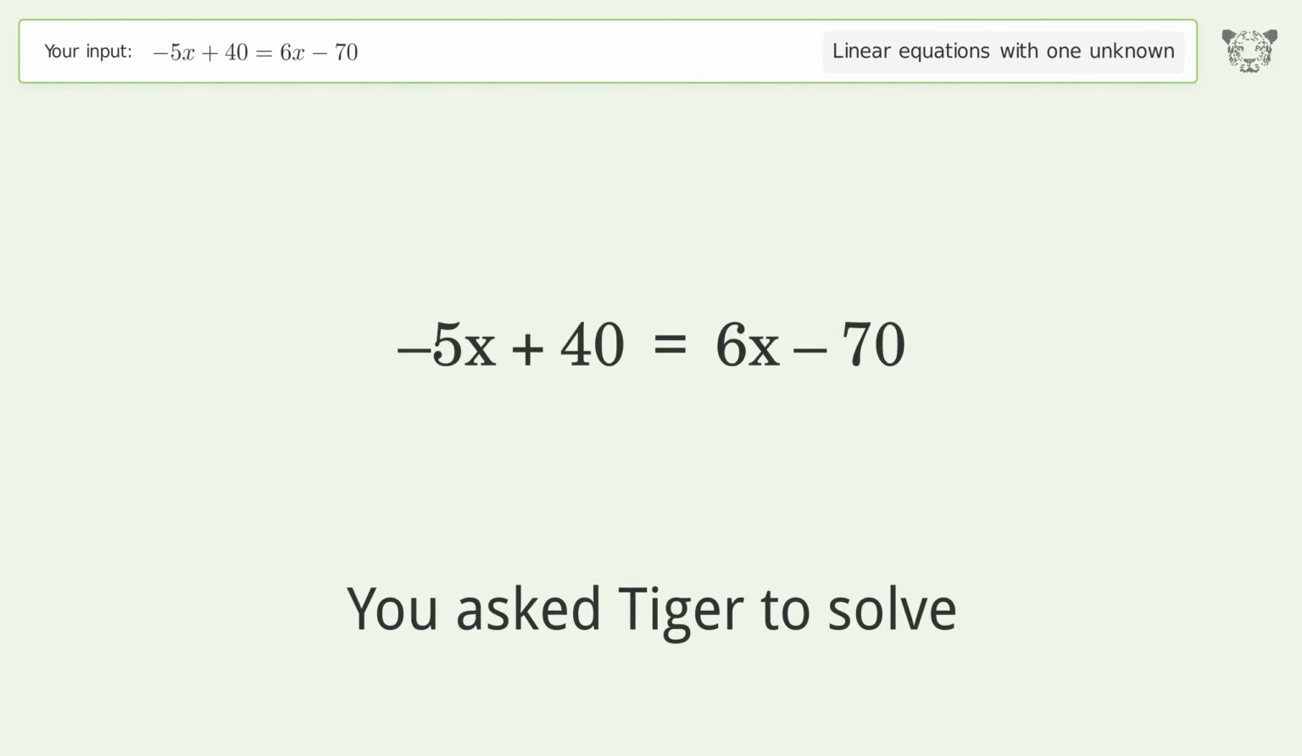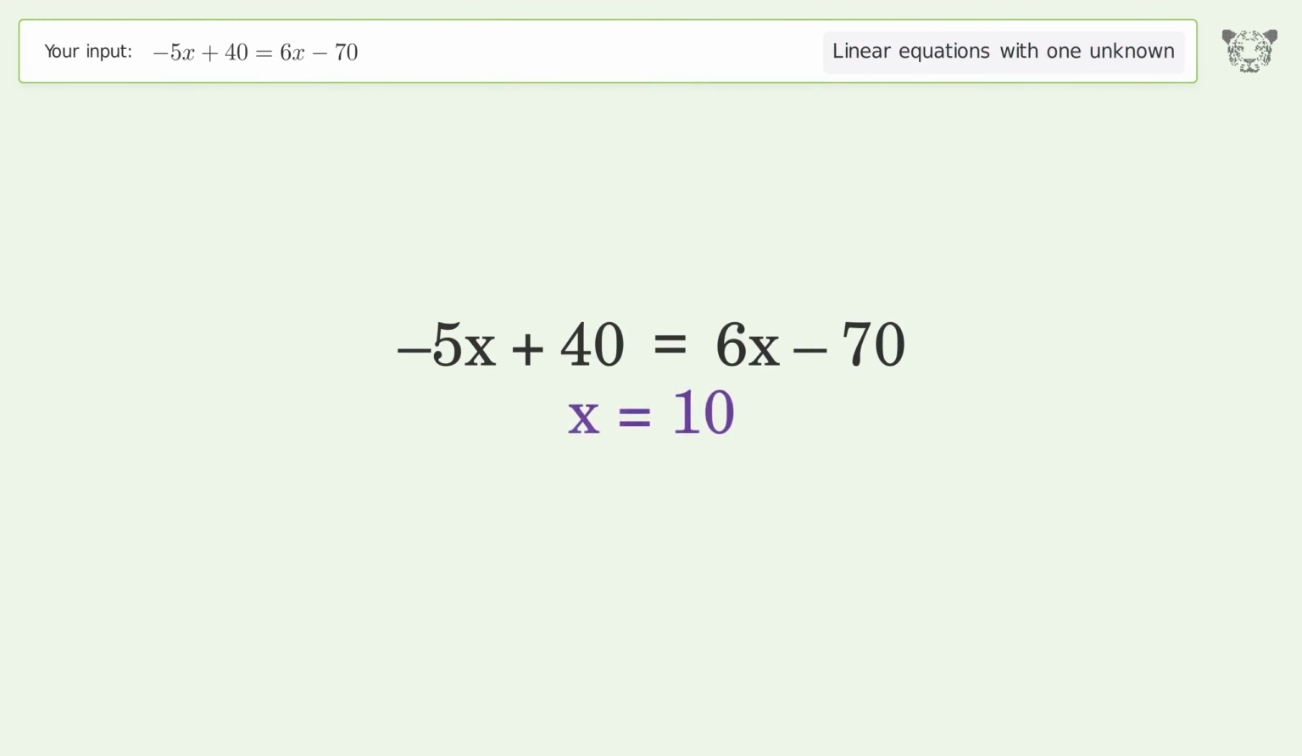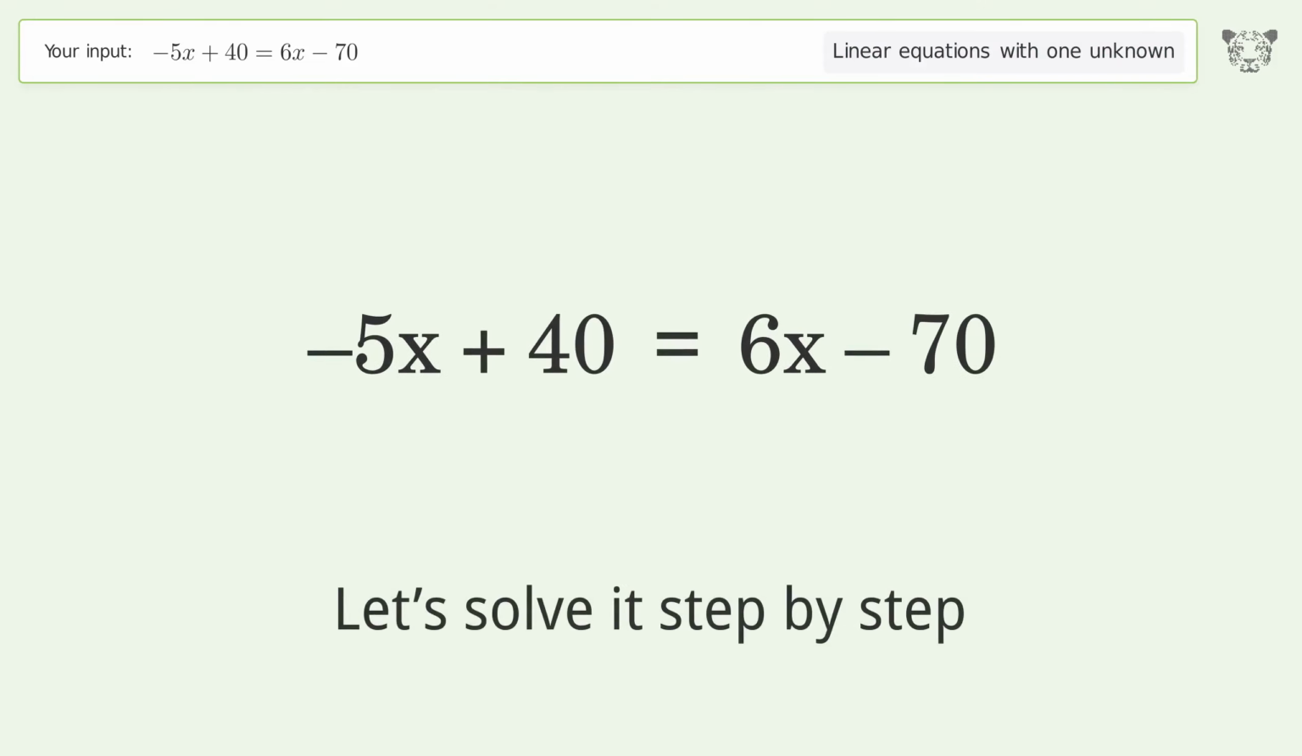You ask Tiger to solve this. This deals with linear equations with one unknown. The final result is x equals 10. Let's solve it step by step.